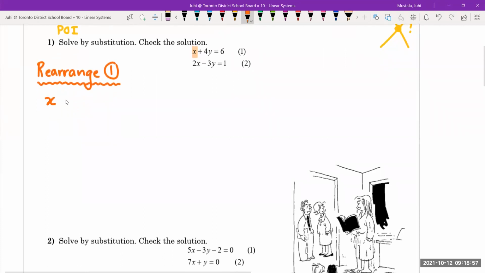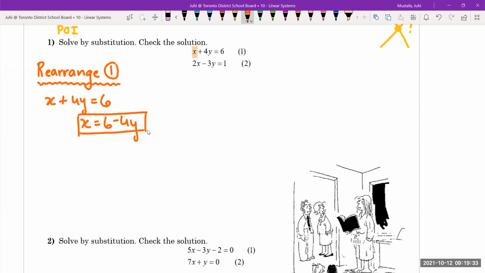Okay, so equation number 1 is initially x plus 4y is equal to 6. What do I have to move and where will it go in order for me to rearrange this? Hiroshi? Yeah, I'm going to move 4y over to the other side. So x is going to be equal to 6 minus 4y. Everyone okay with that so far?